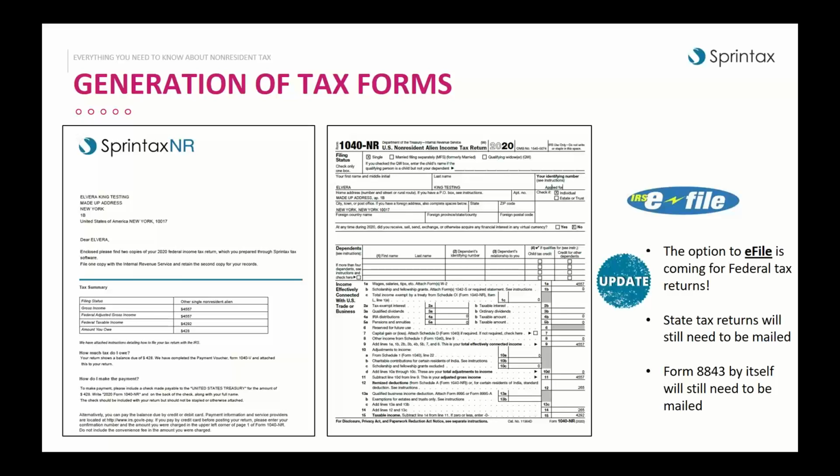So that's something that we're super excited about, and we'll be communicating that with everyone as soon as that is available. But on the state tax return side, these will still need to be mailed, and as well, Form 8843 by itself will still need to be mailed, but we will provide detailed instructions on exactly what you need to do and how you need to go about filing your forms. So you can see here, if a student went through the system now and prepared a federal return, we'd give them a tax pack, which would have their instructions, including a section, how do I file my tax forms, and providing the instructions and the address to send the returns to.